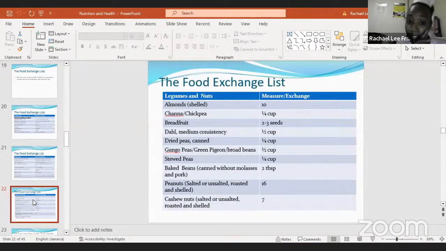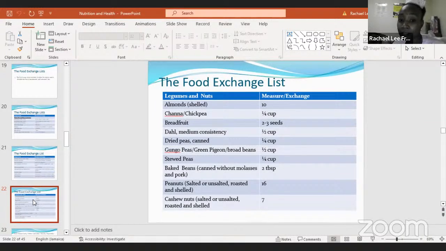All right, your legumes here, and you have your almonds. When we eat a pack of almonds, if you notice, all the nut family are fatty. So it tells you that you don't need more than 10 almonds. For the chickpea, it's saying 1/4 cup. Breadfruit, 2 to 3 seeds. And I think with 2 to 3 seeds, you're talking about the peg, because we know that breadfruit is also very high in starch.